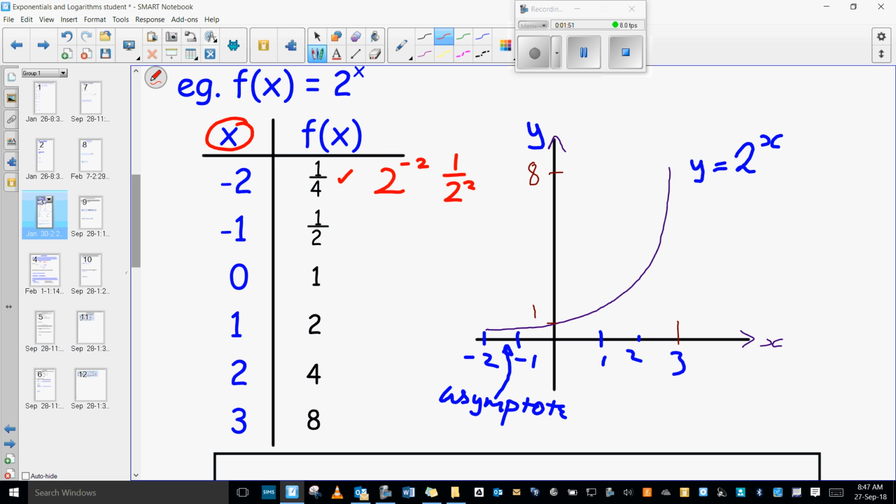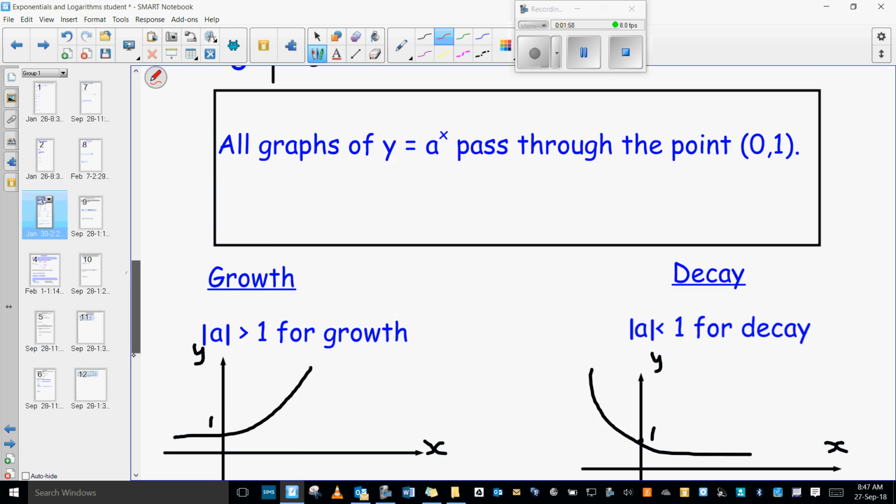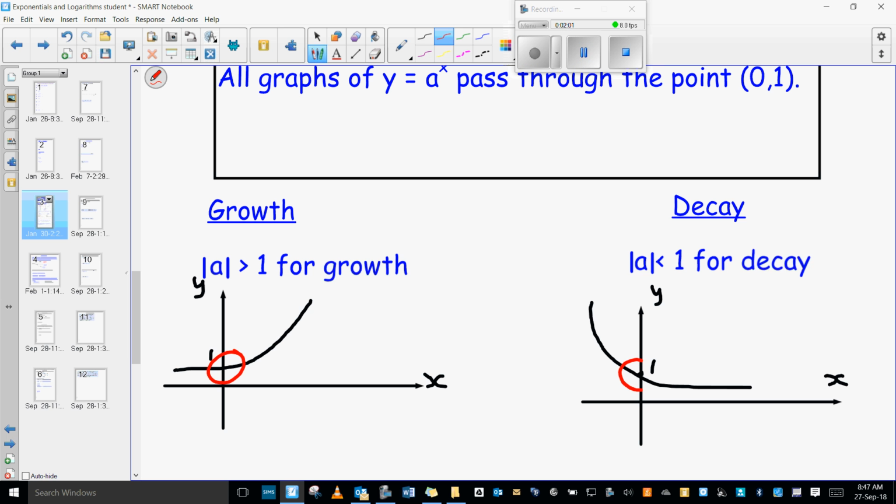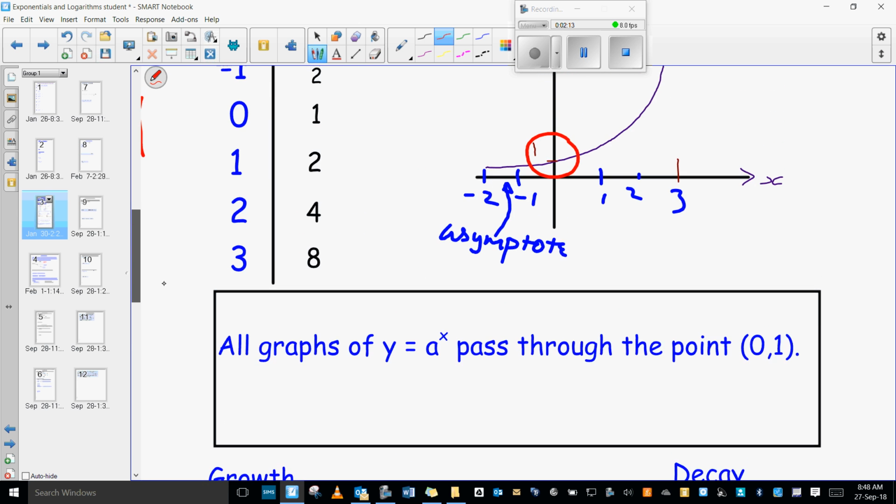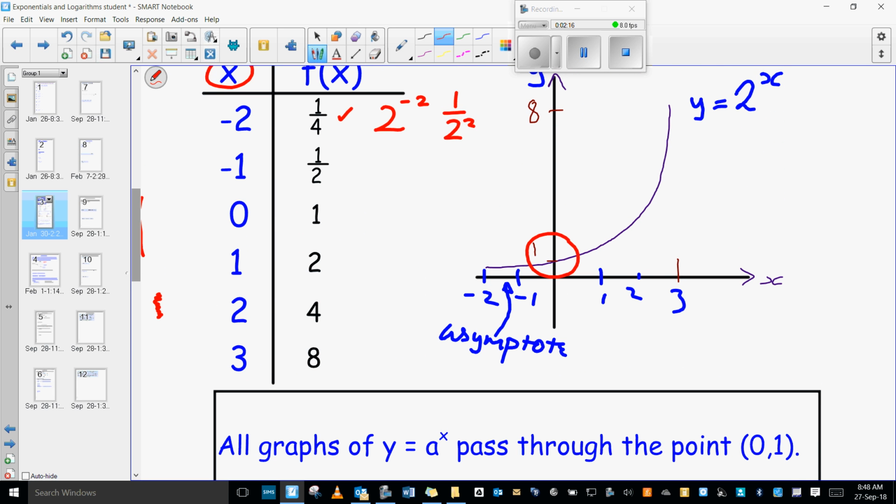Now you will notice that this one goes through 1, this one did, and this one did. Why is that? Can anyone suggest why it might go through that point? Why will the y-intercept be 0, but be 1? What value do we know for the y-intercept? What's this line also known as?